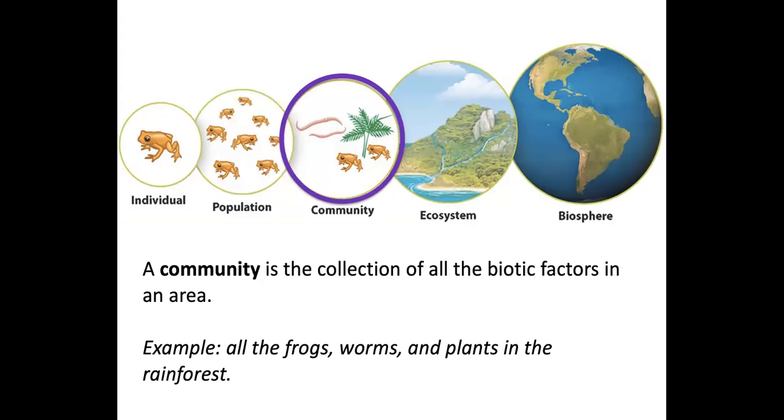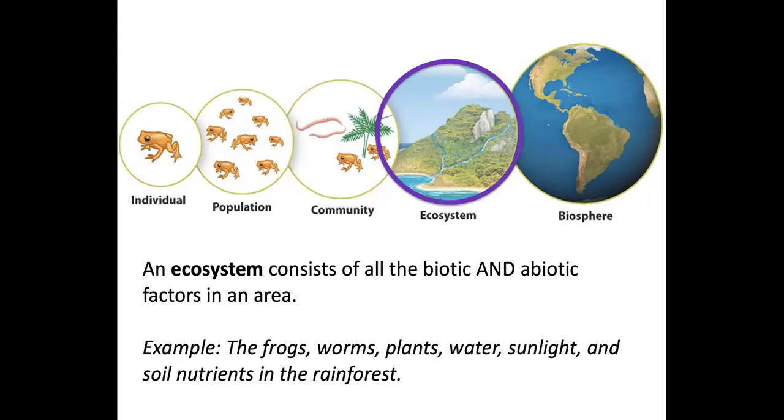Next, we have what is known as a community. A community is the collection of all the biotic factors in an area. These should be familiar terms. What does biotic mean? Alive, living, right? Versus abiotic, which is non-living. An example of a community would be all the frogs, worms, and plants that are in the rainforest. So this is the biotic factors.